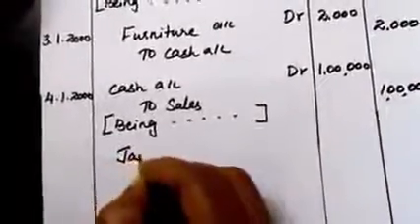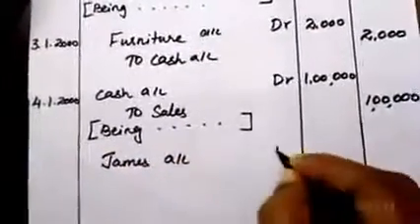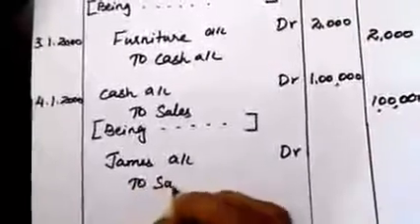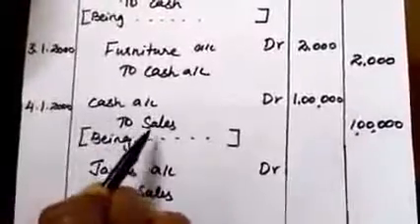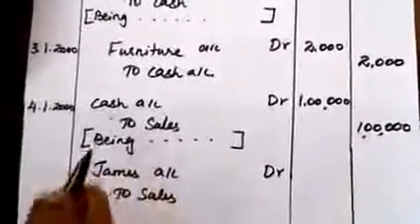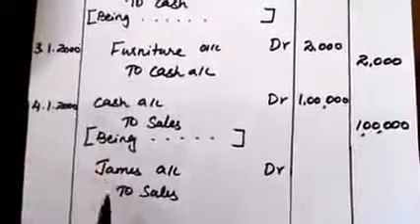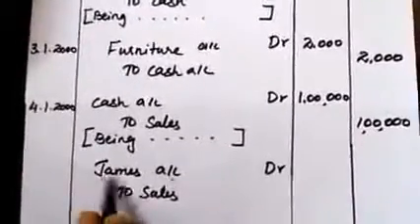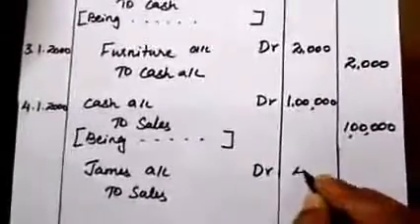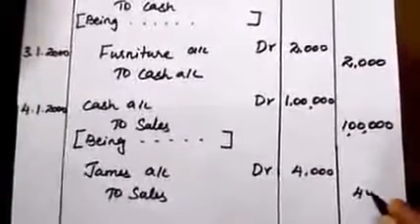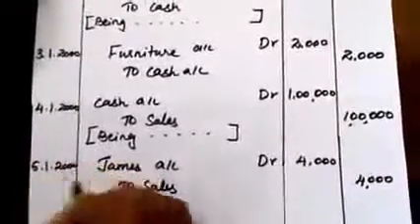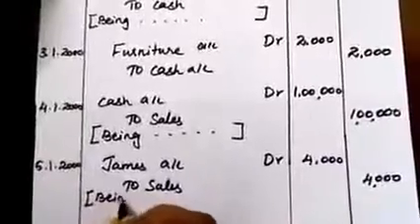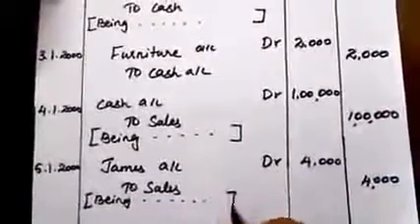The entry is James account debtor to sales. Just compare with the previous transaction, the previous entry: cash account debtor to sales, since it is a cash sale. But this is a credit sale, no? Instead of cash, you have to write the name of the customer. James account debtor to sales, 4,000 rupees. On 5th January 2000. Again, you have to write the narration: being sold goods to James.